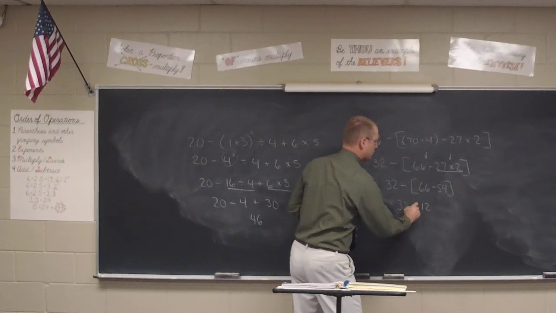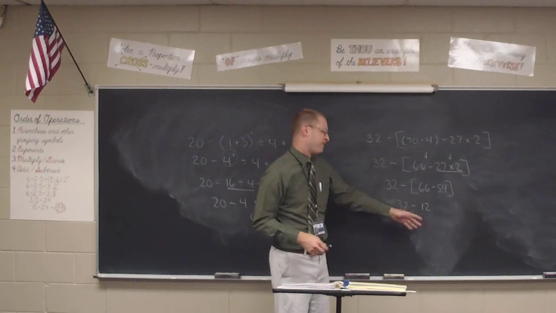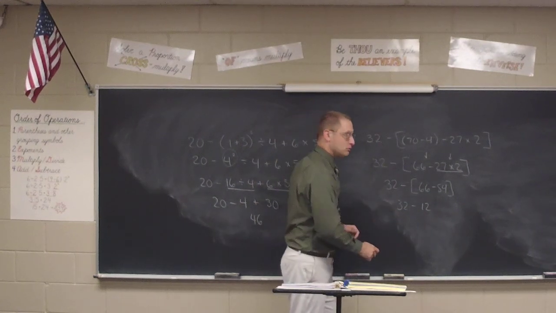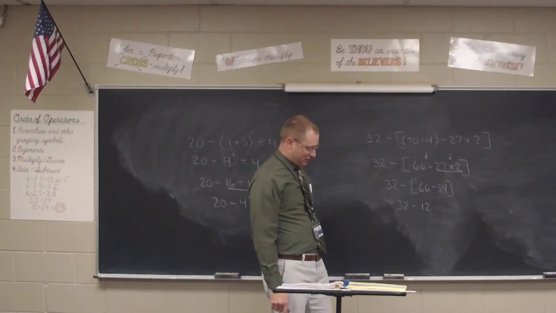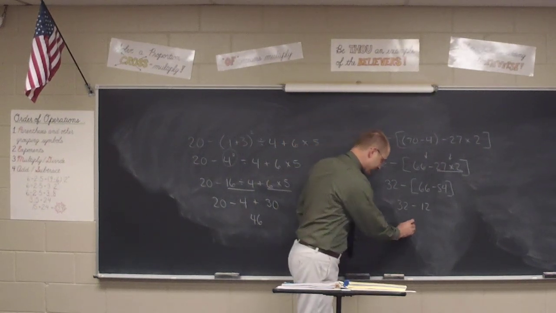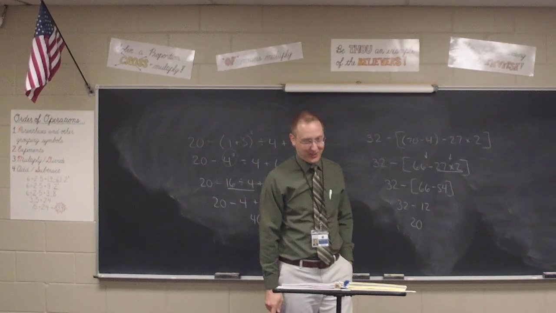So I end up with a 32 minus, and this whole thing just becomes 12, and we can do that in our head. 2 minus 2 is 0, 3 minus 1 is 2, class. 20. All right, we get 20 for our answer.